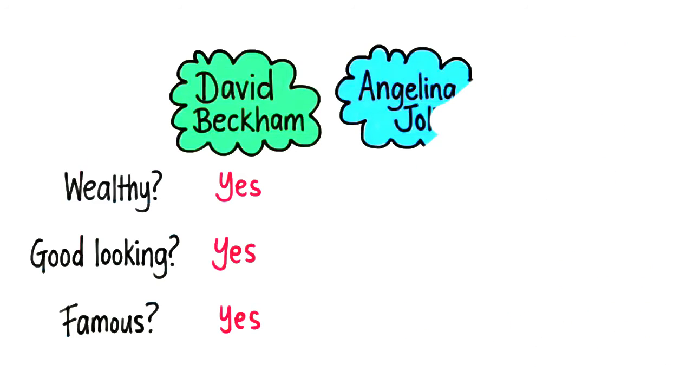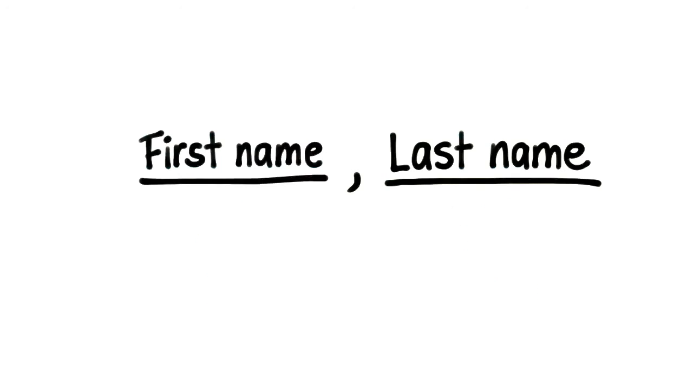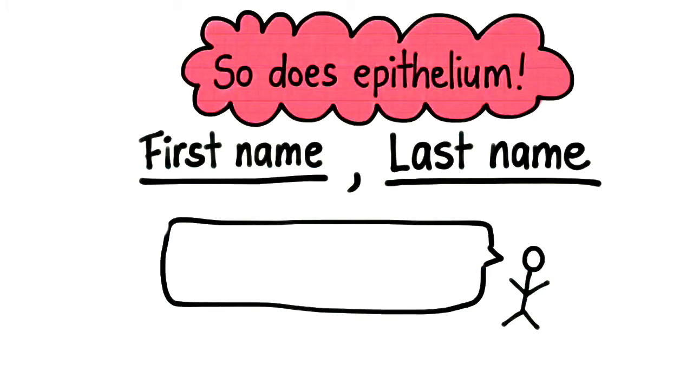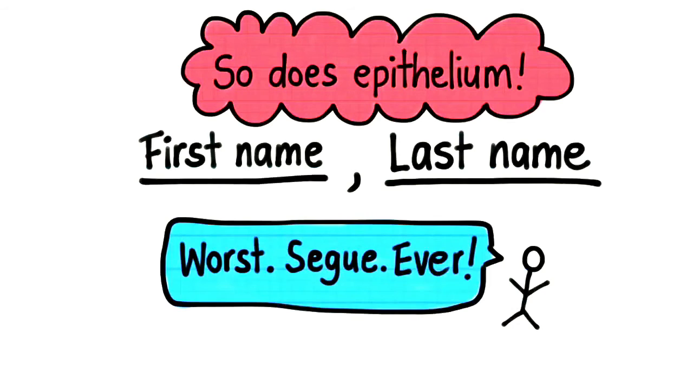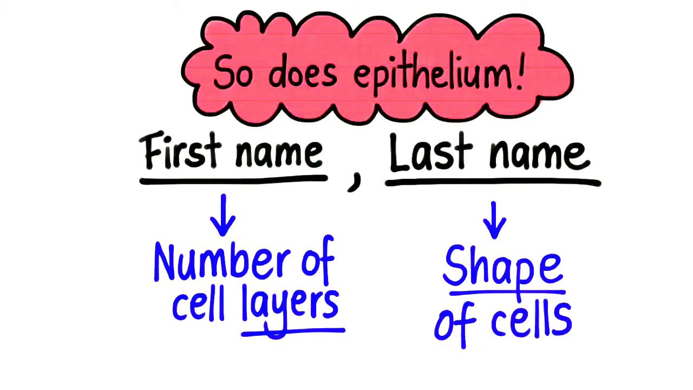Well, I may not be any of those things, but we do share at least one other thing in common. Each of us has two parts to our name, a first name and a last name. And guess what? So does epithelial tissue. In epithelial tissue, the first name always indicates the number of cell layers, whilst the second name indicates the shape of the cells.